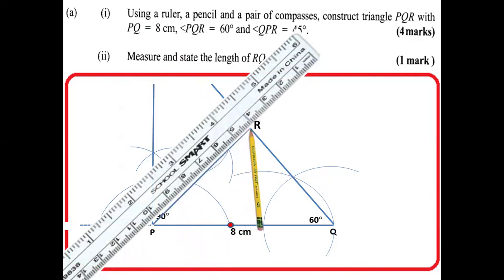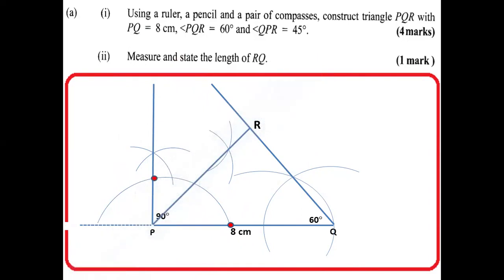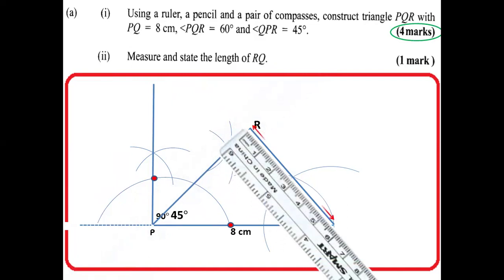And there we have point R, PQR, and 45 degrees there, the bisecting. And there we have it. So that's triangle PQR, point Q 60 degrees, point P 45 degrees. And then 4 marks. Measure and state the length of QR for 1 mark. Just grab the ruler and measure there. Now, mine is saying what here? 5.1. Your measurement would be more exact.